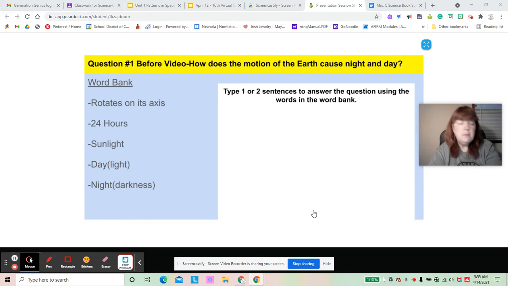Basically, you should be writing down that we get day and night because the Earth rotates on its axis one time in a 24-hour period. So 12 hours of the day, roughly speaking, depending on the seasons of the year, we're looking at daylight, and then 12 hours, we're looking at night. Now that changes as the seasons change, but that's basically why we get night and day: the rotation or the spinning of the Earth. And that takes 24 hours.